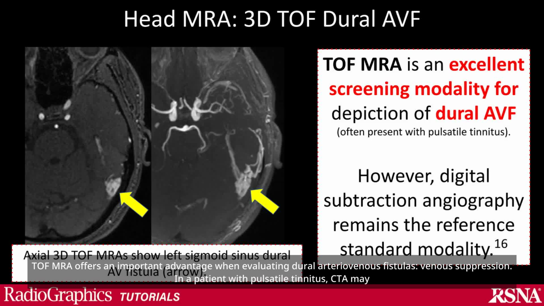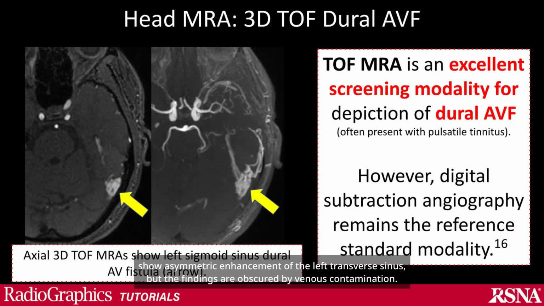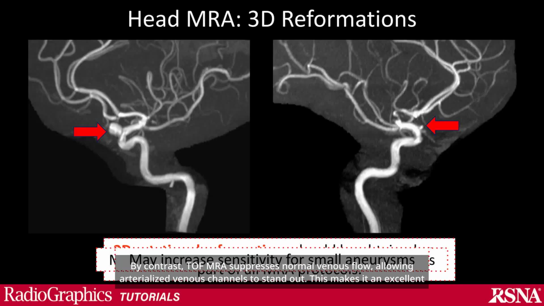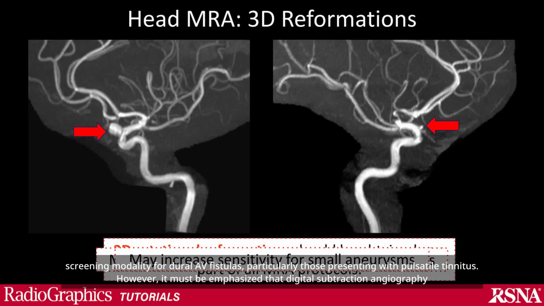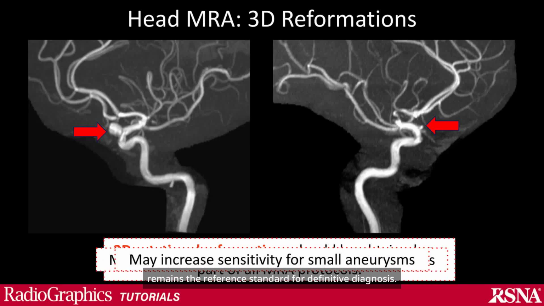TOF-MRA offers an important advantage when evaluating dural arteriovenous fistulas: venous suppression. In a patient with pulsatile tinnitus, CTA may show asymmetric enhancement of the left transverse sinus, but the findings are obscured by venous contamination. By contrast, TOF-MRA suppresses normal venous flow, allowing arterialized venous channels to stand out. This makes it an excellent screening modality for dural AV fistulas, particularly those presenting with pulsatile tinnitus. However, it must be emphasized that digital subtraction angiography remains the reference standard for definitive diagnosis.